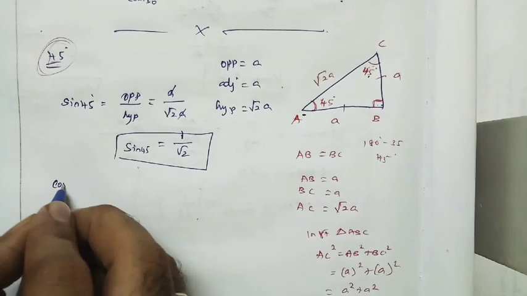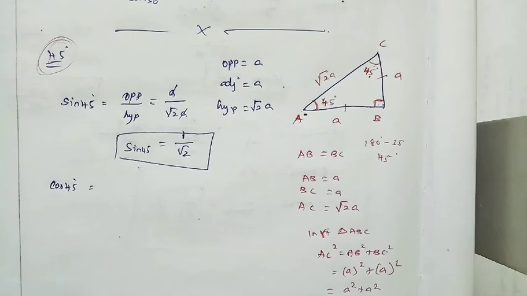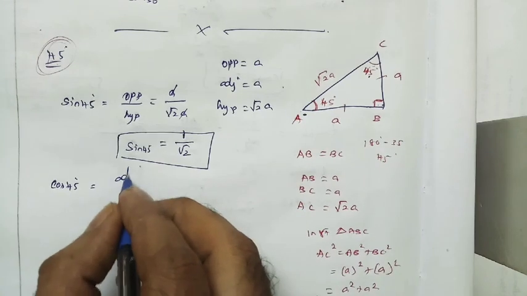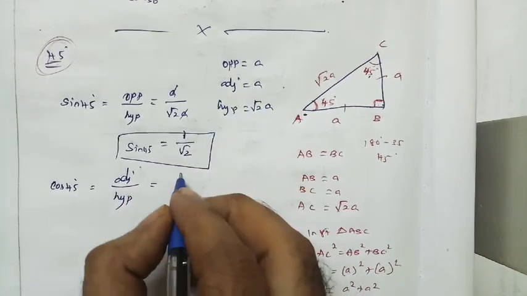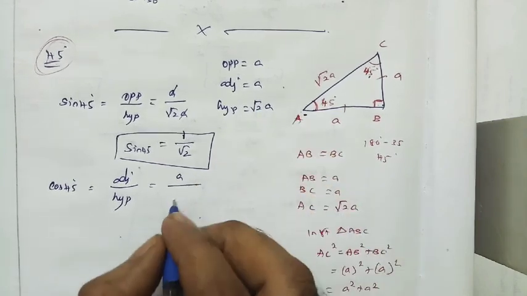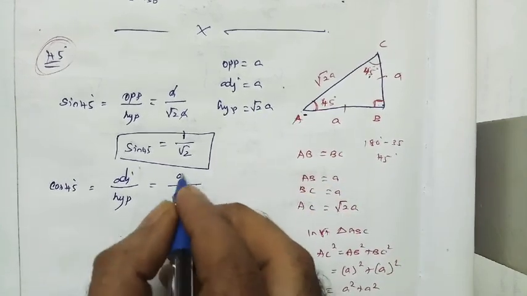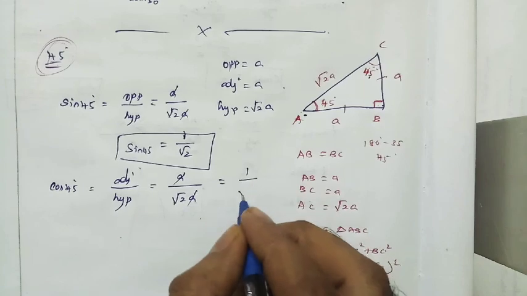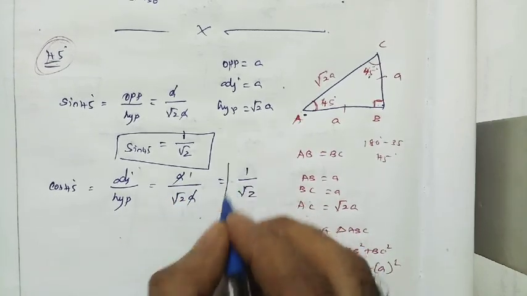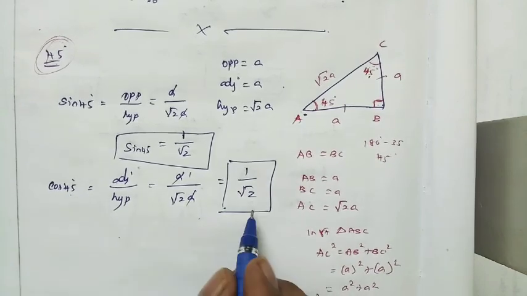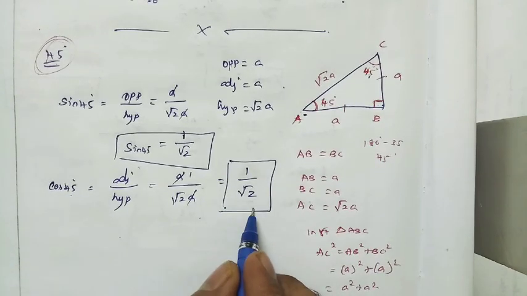Next, cos 45 degree. So what is the trigonometric ratio of cos theta? Cos theta is nothing but adjacent side divided by hypotenuse. So what is the value of the adjacent side? A, divided by the hypotenuse, root 2 A. A will get cancelled. So what is remaining? 1 by root 2, right? Therefore, cos 45 degree is equal to 1 by root 2.